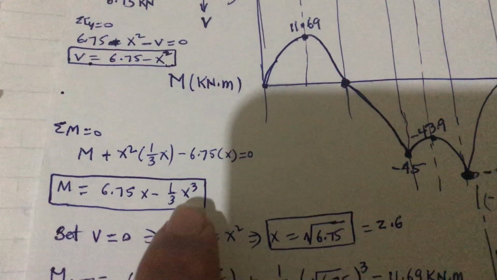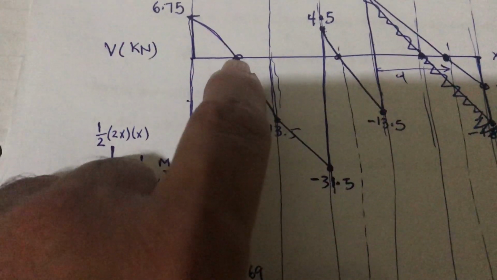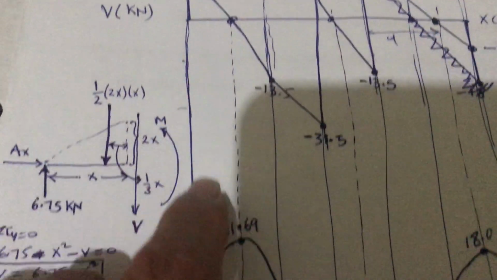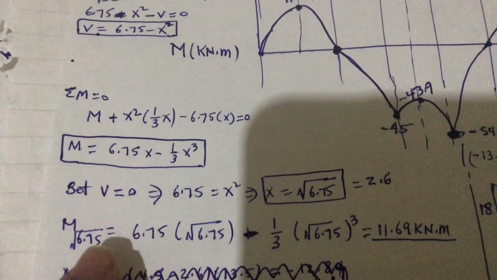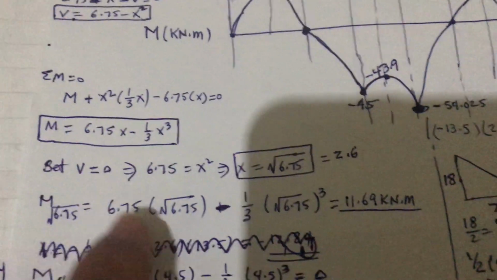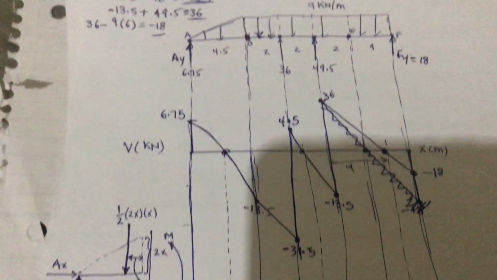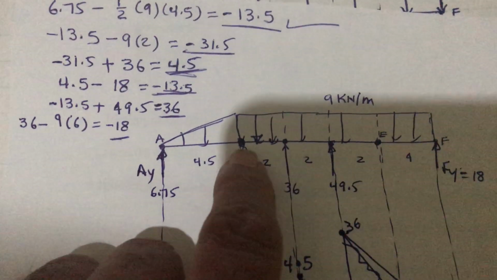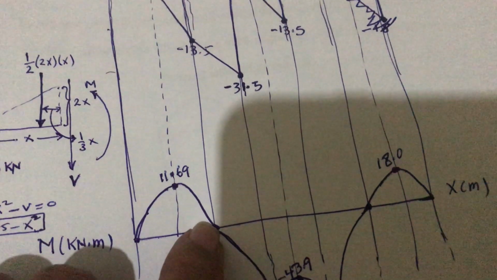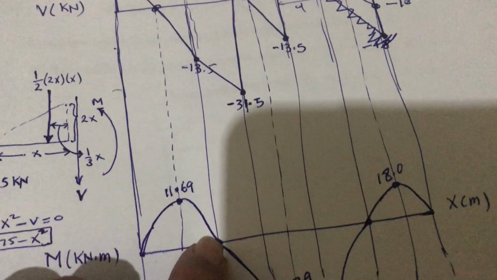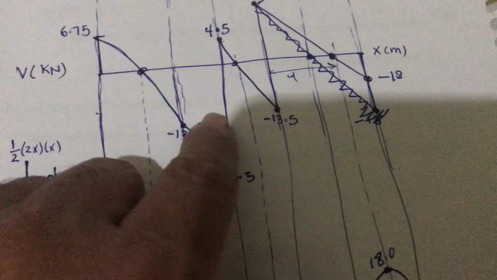Now we have this equation. We put 2.6 here to find the maximum moment, because at this zero shear there's a maximum moment. So at this zero shear you'll get this x. At this moment you put the 2.6, you'll get moment 11.69. And since, remember, we have a pin here, automatically it's going to go to 0. So now we are safe. Now we have everything linear.